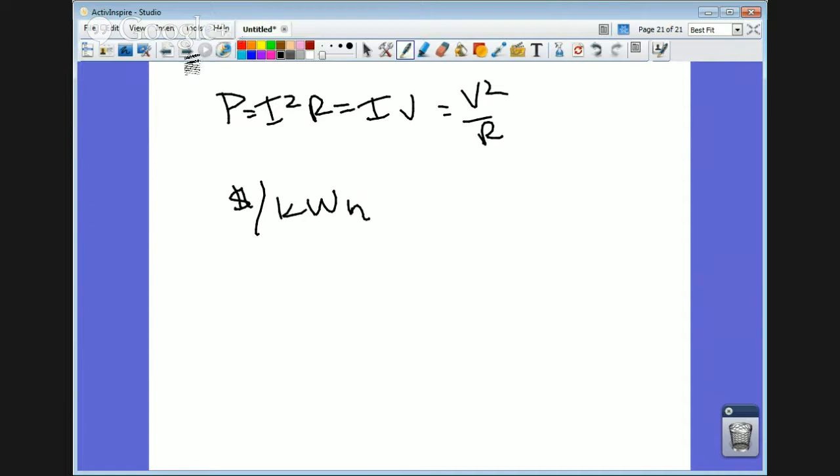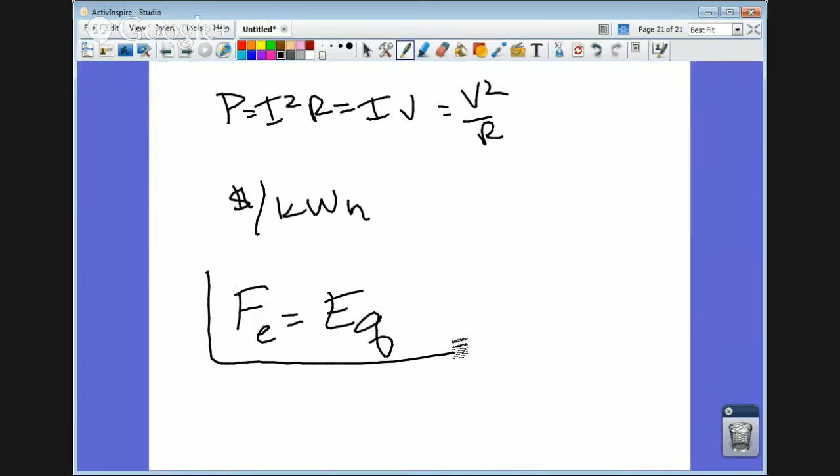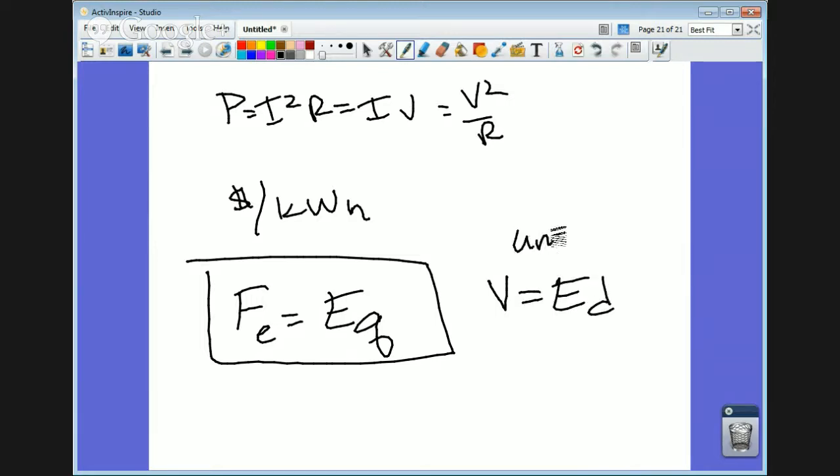But as far as the electricity and magnetism stuff goes, remember the electric force on a charged particle will always, always, always be equal to E times Q. I don't care what kind of field it is. If you know the value for E, then you know the force on Q. So remember that. Remember that voltage, the change in potential for a uniform field, is E times d. That's a uniform field.